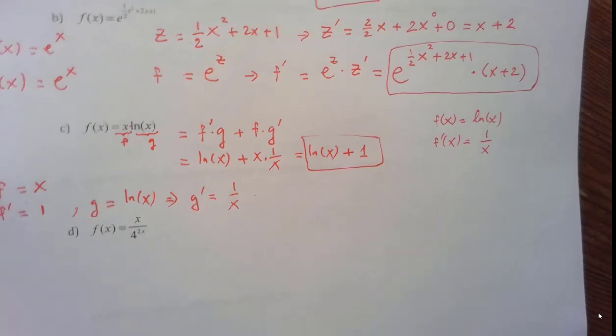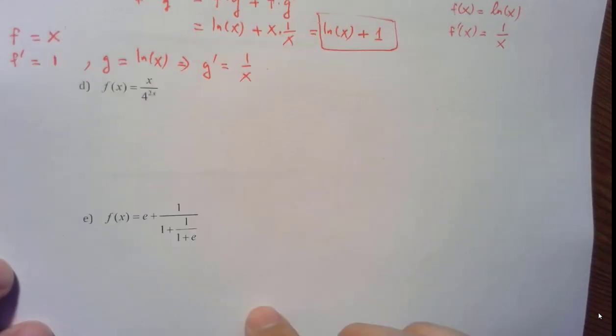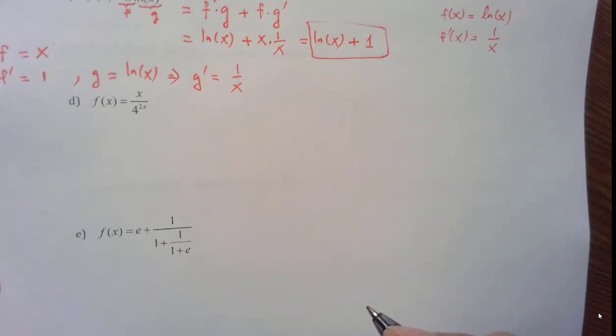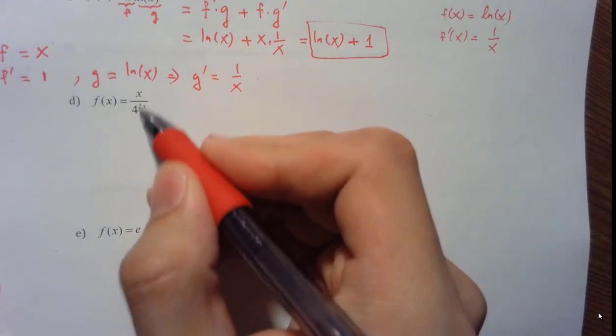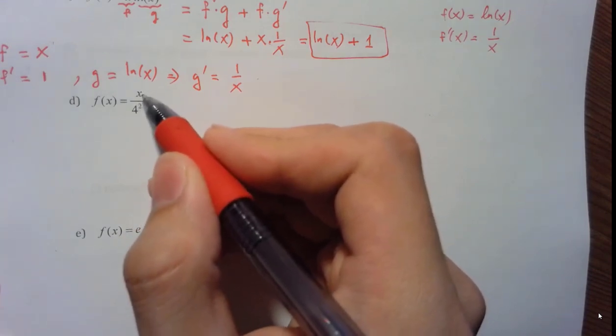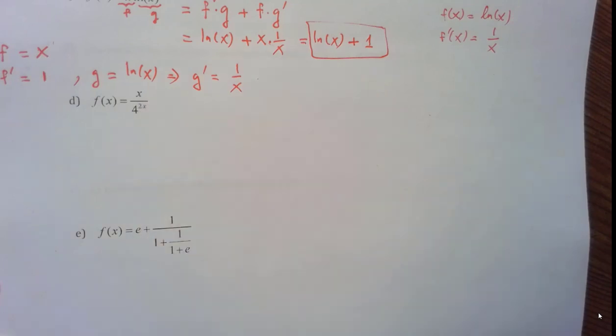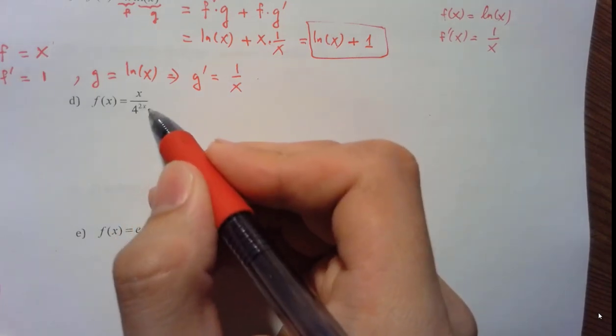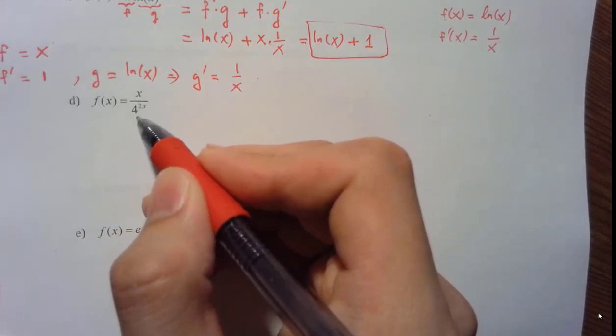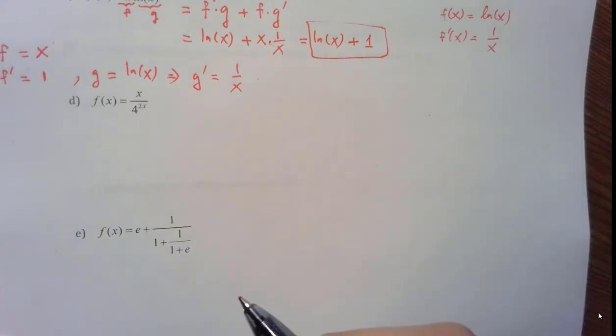Okay, the next case. Okay, here is the quotient between two different functions. On the top is x, on the bottom is 4 to the 2x. This is the quotient, so I have to use the quotient rule.